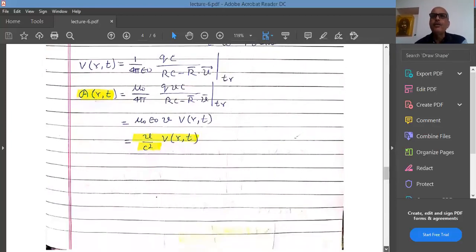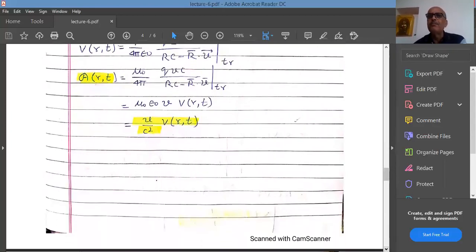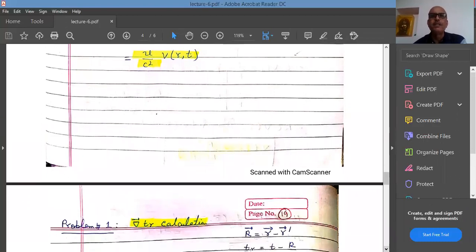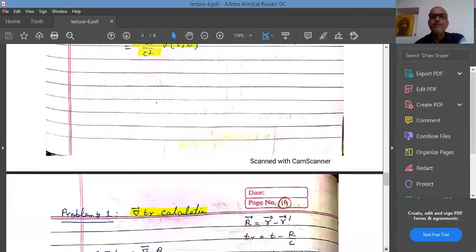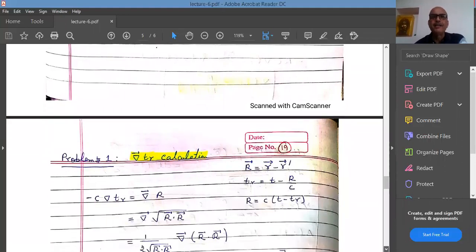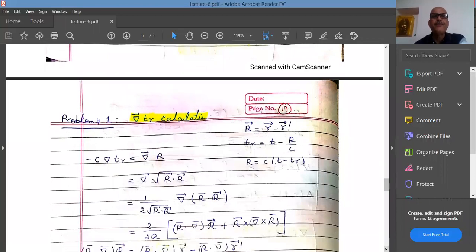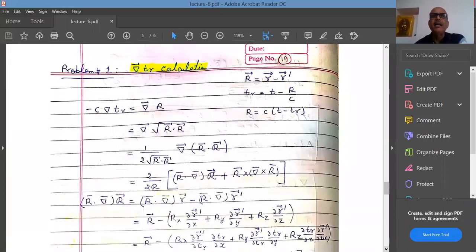Now I am going to solve two problems. In fact, I have two problems for today's lecture, but let us see if time permits, then I will discuss both problems in today's lecture. Otherwise, I will discuss at least one problem in today's lecture. The first problem is the calculation of the gradient of TR. TR is nothing but the retarded time, T dash. So now I will make use of TR to represent the retarded time.